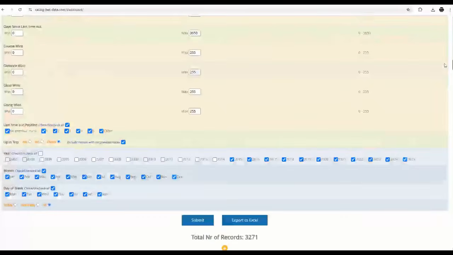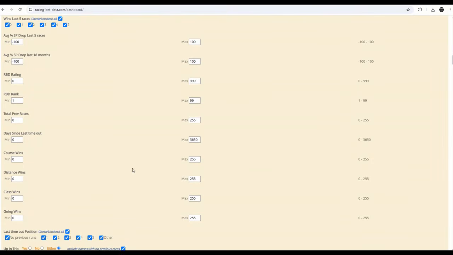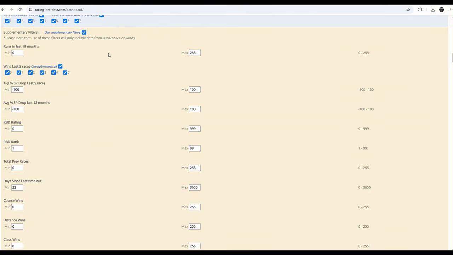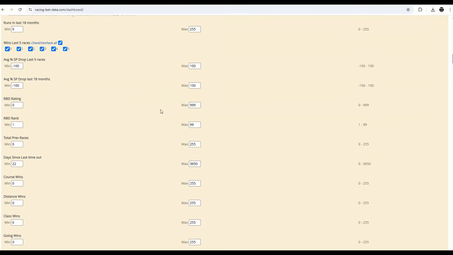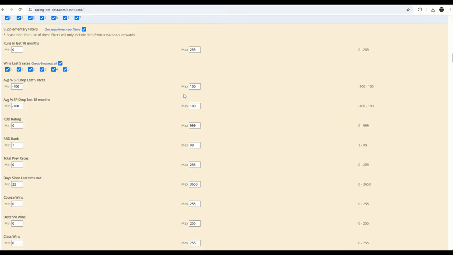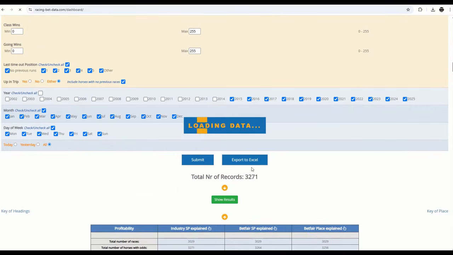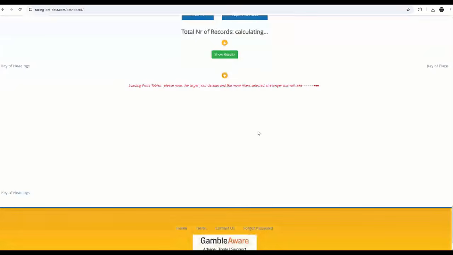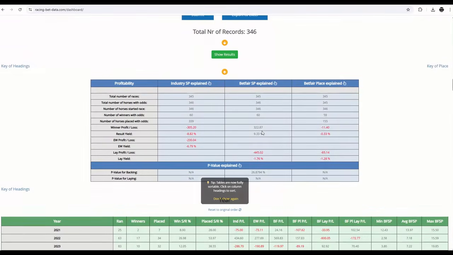So let's add that in here as well. Days since last time out, so we want a minimum of 22. Now, if we're using this one, we do need to click the supplementary filters, which means we're going to exclude those races prior to 2021. But let's submit that and then see what we get back in our return. Just take a second to load up.